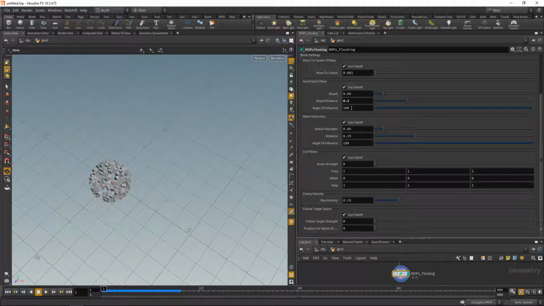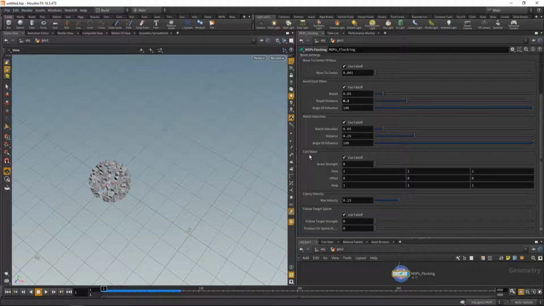So you can expand or kind of narrow the view angle in which each particle looks out for different, possibly colliding particles. The next force driving the particle system is the urge to match the velocities of surrounding particles. So again, the match velocity slider is just the strength of that force, and then the distance and angle of influence, in the same manner as with the avoidance here, is driving how the particle system finds other particles around each individual particle that it then tries to match in velocity. That means in speed and direction.